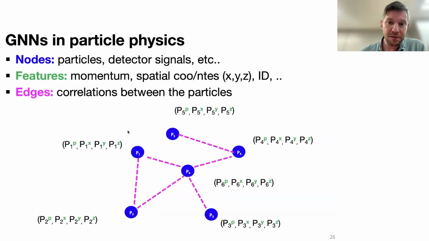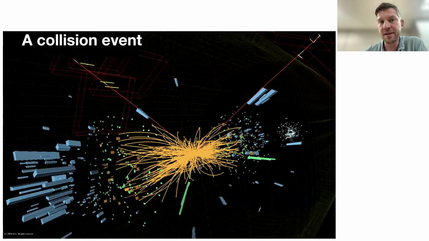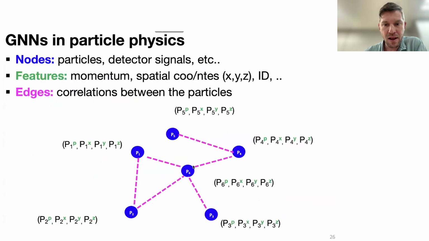Okay, so graph neural networks in particle physics. As I said at the beginning, but let me highlight it once more, the nodes of the graph, the blue circles here, could be particles. If you go into this collision event display here, each of these colors could be a node in the graph. Each of these guys here, the greens, the blues, the orange. It could be even lower level, just detector signals, etc.